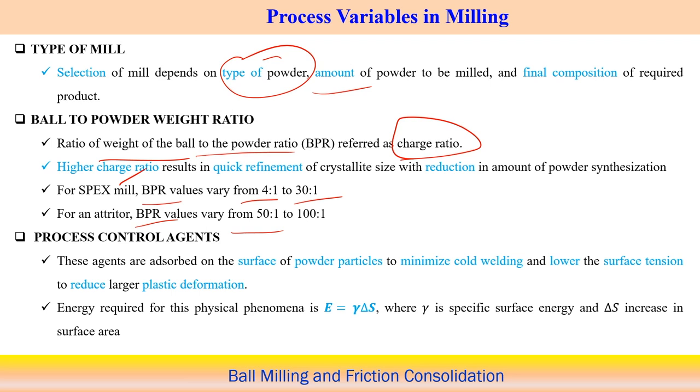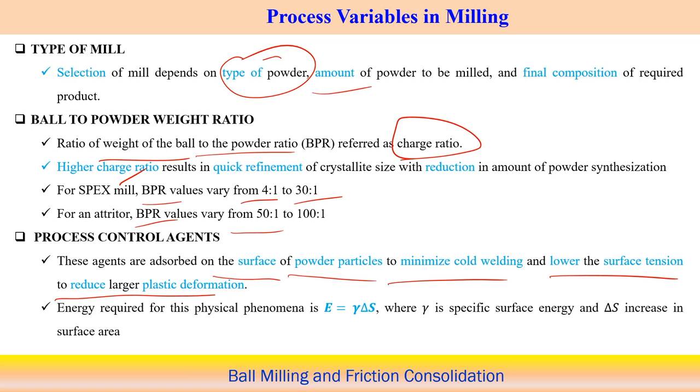The other is the process control agent. These agents are adsorbed on the surface of the powder particles, basically to minimize cold welding. You observe that there is plastic deformation between the particles, and they can easily bond together, which is known as the cold welding process. But if you use some kind of agent on the surface of the powder particle, it will reduce the tendency of cold welding during processing. Cold welding is lowered by reducing the surface tension, to avoid large plastic deformation. So basically, they avoid large plastic deformation using this particular agent.